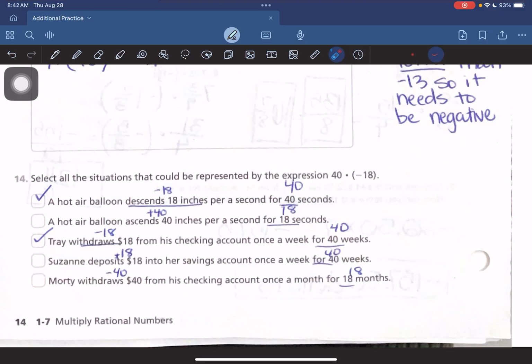And then Morty withdraws $40 for 18 months. The withdrawal word is there, but we're withdrawing the 40 and making it negative, and the 18 is staying positive, so it doesn't quite fit the problem that we were given.